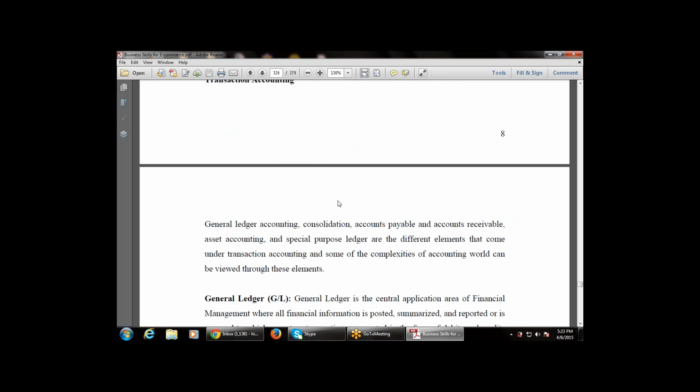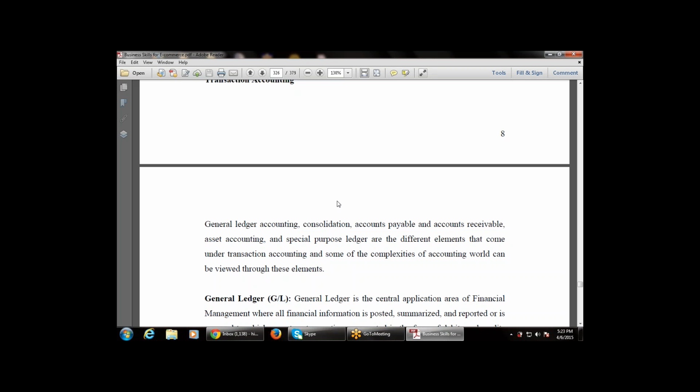If I say transaction accounting, that is everything related to the transaction: what comes in, what goes out, who the creditors are, who the debtors are. Every account or anything relating to transactions, that give and take relationship, is known as transaction accounting.